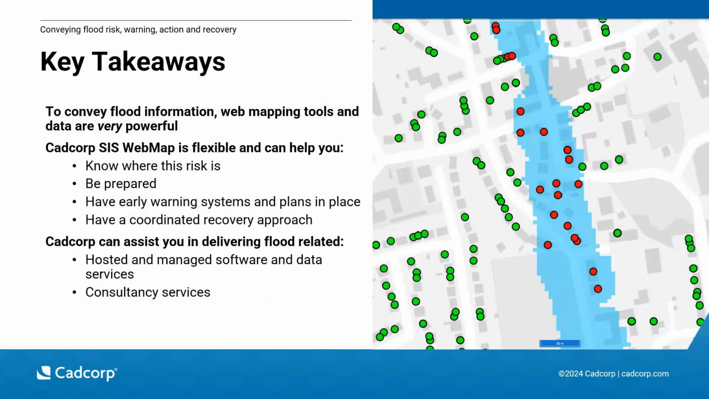So just in terms of rounding up today, to convey flood information, web mapping tools that you've seen and data are really very powerful. CADCorp's web map is flexible. It can help you know where the risk is, be prepared, have early warning systems, and a coordinated sort of recovery approach as well. And CADCorp can assist you in delivering flood-related hosted and managed services like web mapping, but also consultancy services. We've not seen any today, but Simon's done some work in the background. But we do provide further software and services for analytics, modeling, and 3D type capabilities.